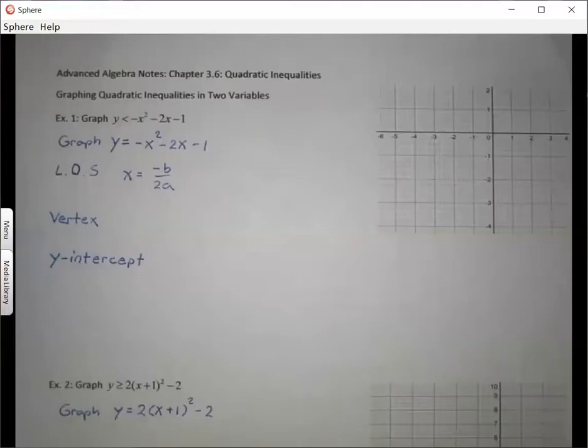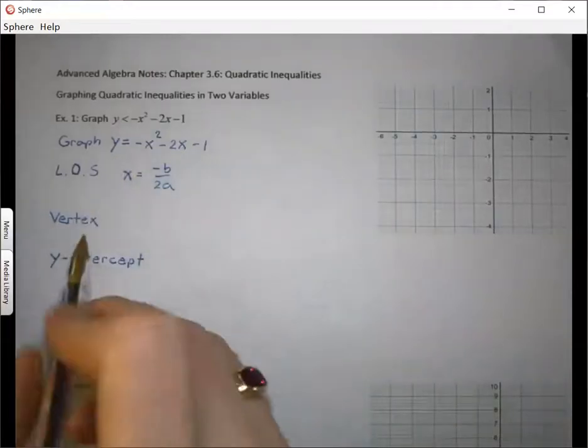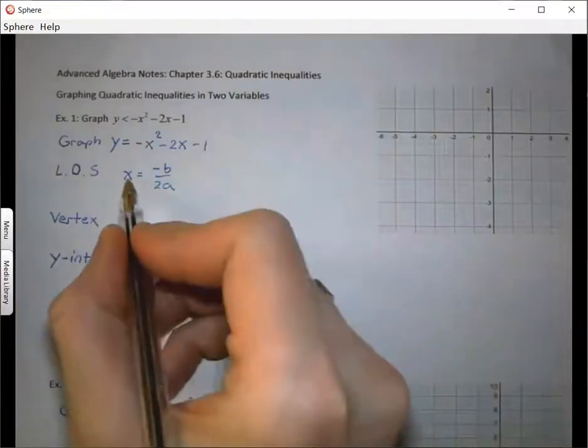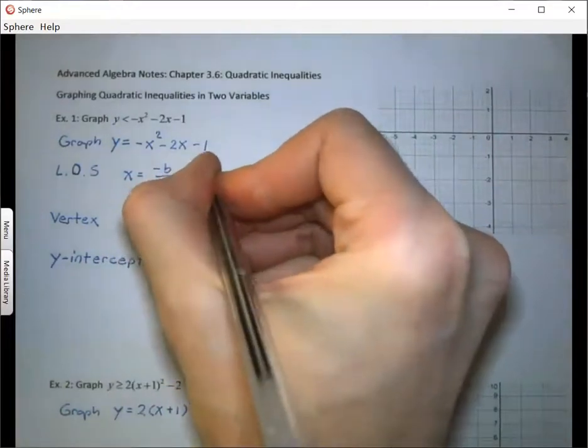3.6, we're going to graph some quadratic inequalities. The first thing we want to do is graph it as if it was y equals. So we're going to find line of symmetry, vertex, y-intercept. So if we plugged in b and a, we'd get x equals -1.